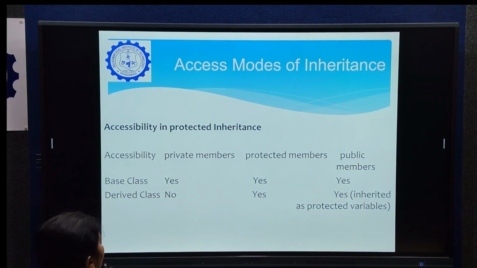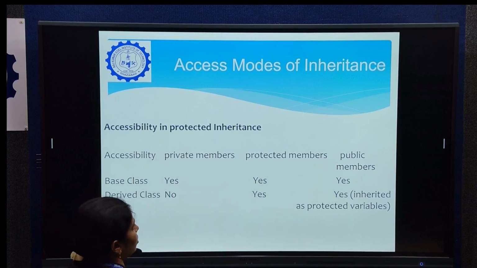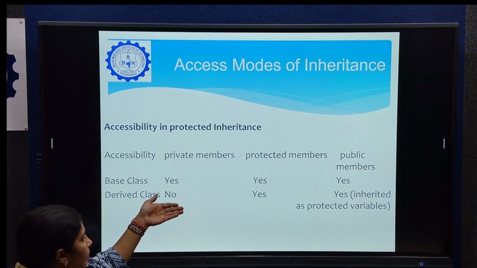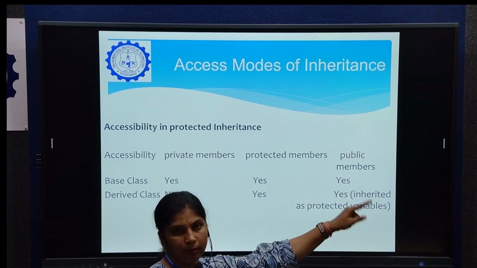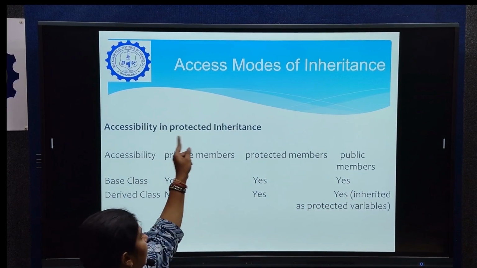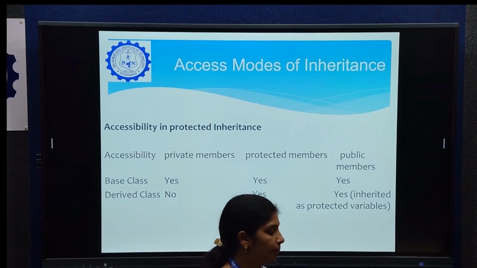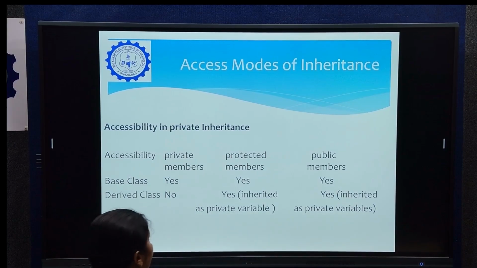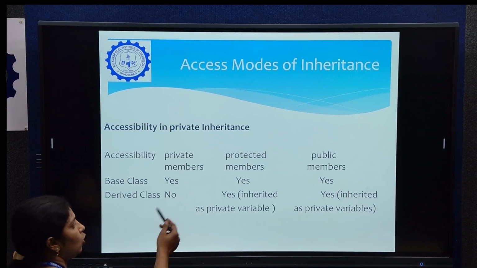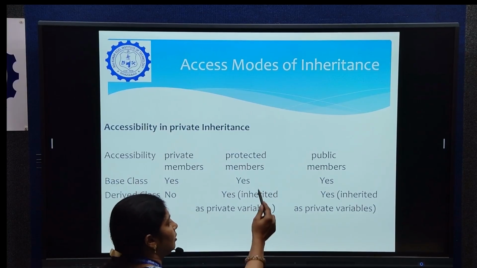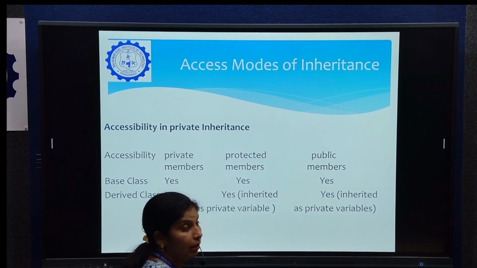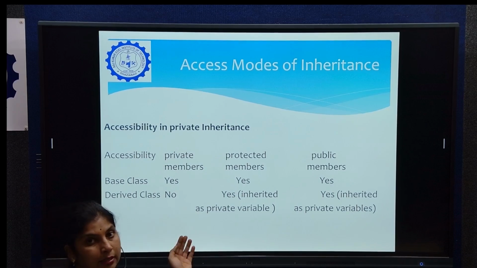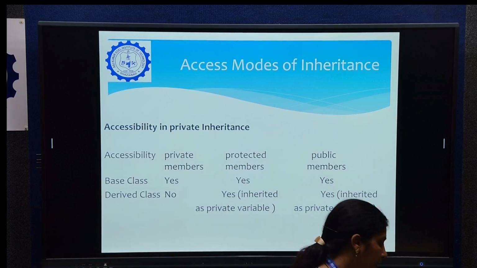Next, if the derived class is inherited in protected inheritance way, then as we know, private members will not be inherited, only protected members and public members will be inherited. But in protected inheritance, public members will become protected. In private inheritance, private members will not be inherited to the derived class, protected members will be inherited, public members will be inherited, but they become private in the derived class and they are not allowed to be further inherited by further child classes.